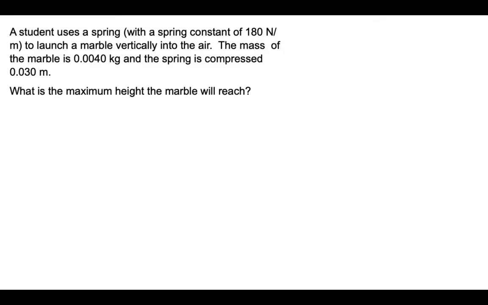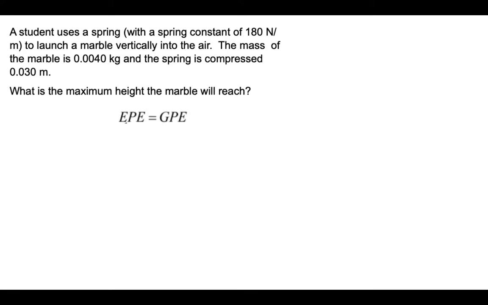Okay, example 2. A student uses a spring with a spring constant of 180 newtons per meter to launch a marble vertically into the air. The mass of the marble is 0.004 kilograms and the spring is compressed 0.03 meters. What is the maximum height the marble will reach? This time the compression is vertical. We vertically compress a spring downwards. When we release it, a marble is shot up into the air.